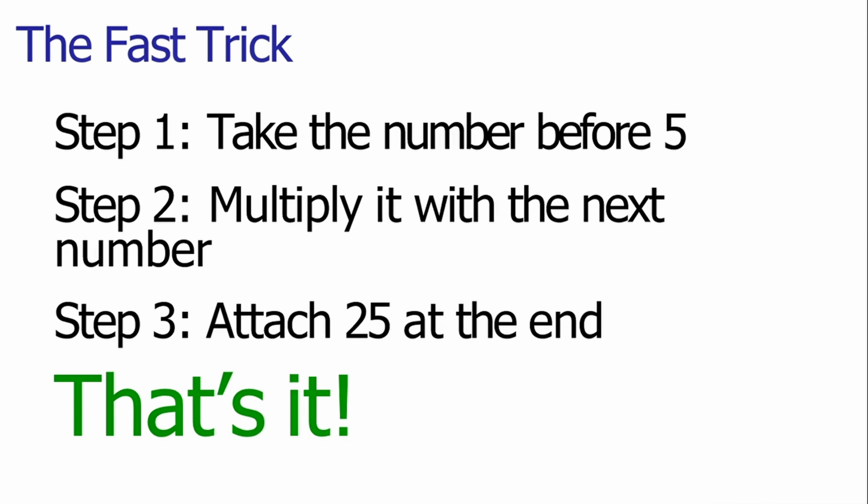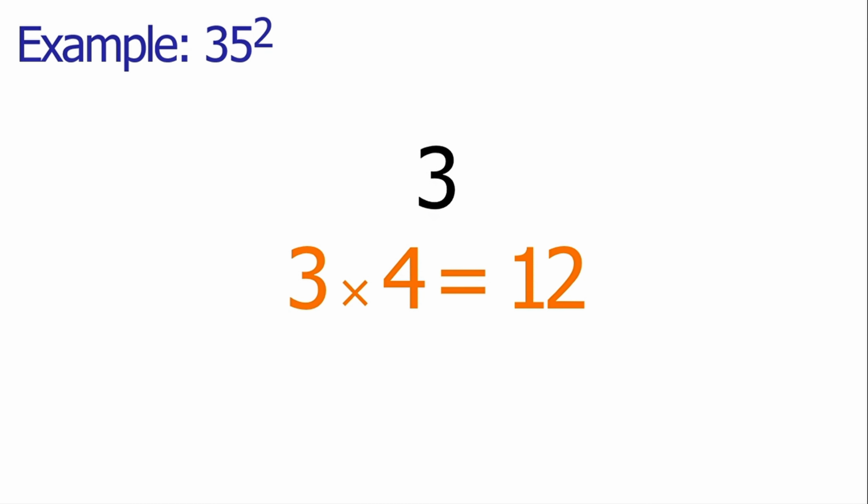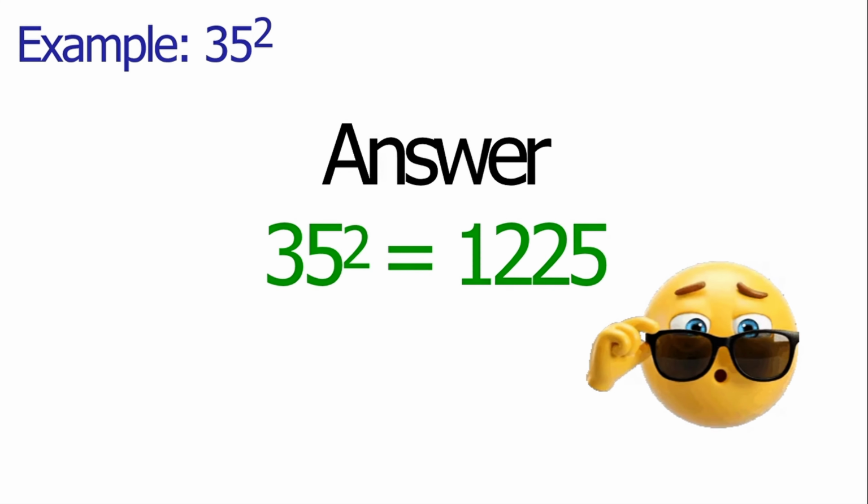Now let's do this on different examples. So we have 35 squared and I'm going to take 3, and after that I will multiply 3 with 4. I'm going to get 12, and in the end I'm going to attach 25 with the 12. I will get 1225, and this is our answer.